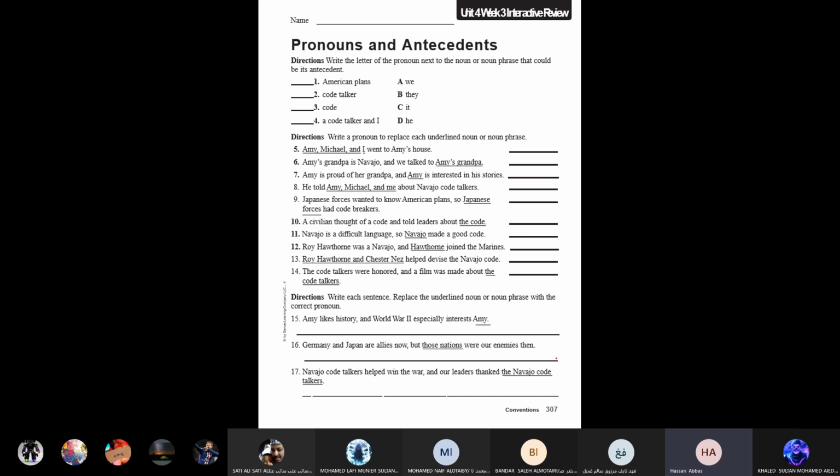Okay, Muhammad, read the head of the question. Directions. Write the letter of the pronoun next to the noun or noun phrase that could be its antecedent.